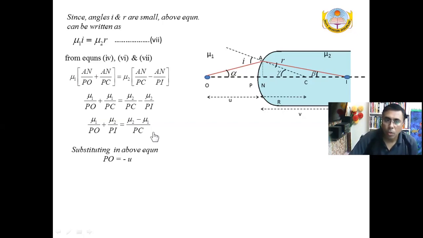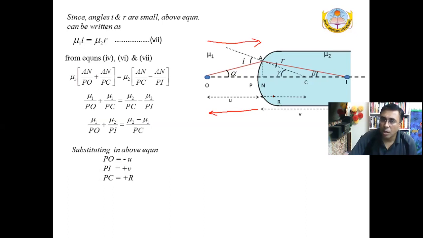Now, what I will do next is substitute u, v, and r in this equation. But when I substitute u, v, and r, I'll substitute them along with the sign convention. Now see, PO will be U. And what will be the sign for U? It should be negative. Why? Because the incident ray is traveling in this direction, from left to right. And if I have to measure U, I have to move from P towards O, that is, against the direction of the incident light.